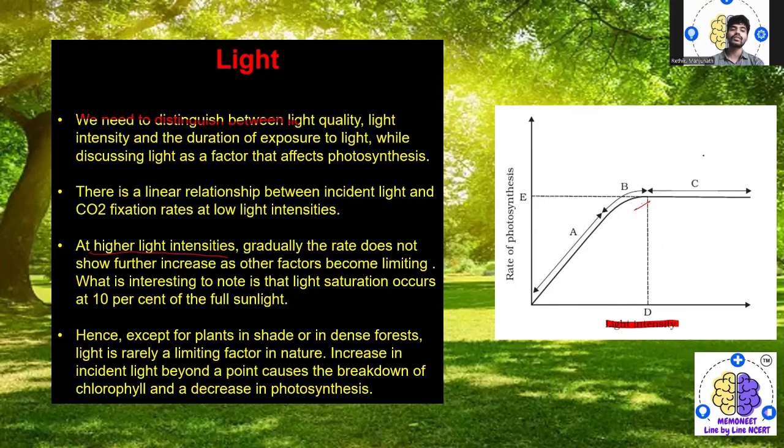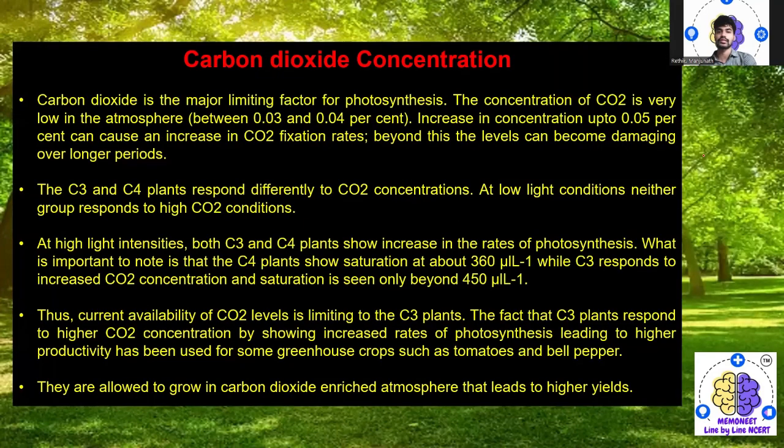Hence, except for plants in shade or in a dense forest, light is rarely a limiting factor in nature. Increase in incident light beyond a point causes a breakdown of the chlorophyll and decreases photosynthesis. That means if the light intensity is more, that will lead to the breakdown of the chlorophyll, and if there is a breakdown of chlorophyll, that is going to decrease the photosynthesis rate.